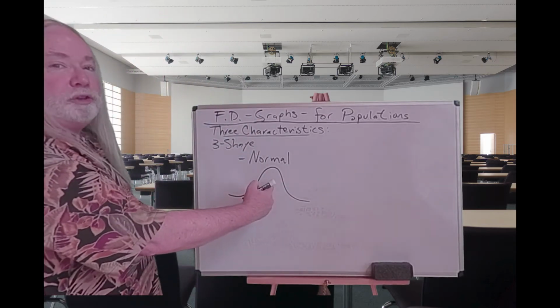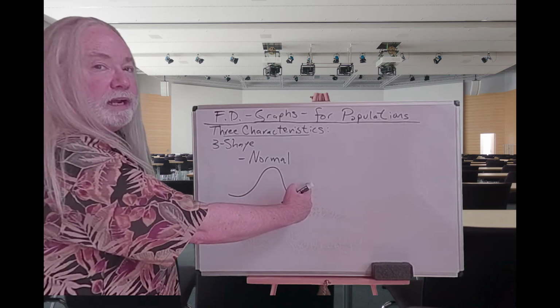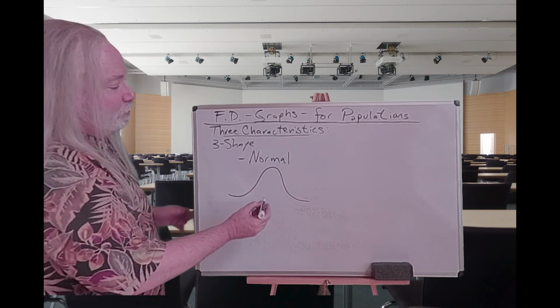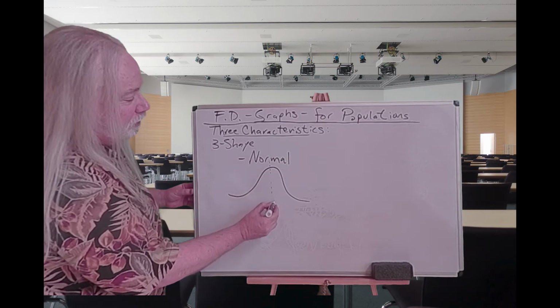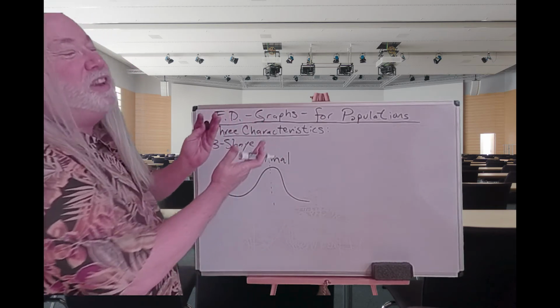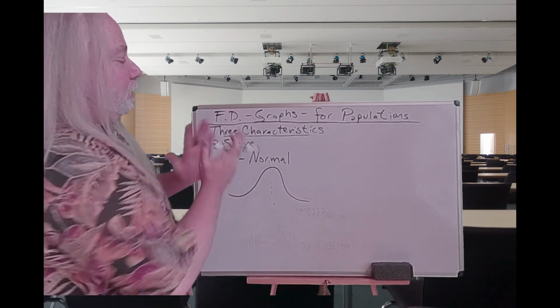So most of the scores are in the middle, not off on the left, not off on the right, or split up in some other way. And if we look at it as a mirror image, it's more or less symmetrical. It doesn't have to be exact, but more or less. So that would be normal.